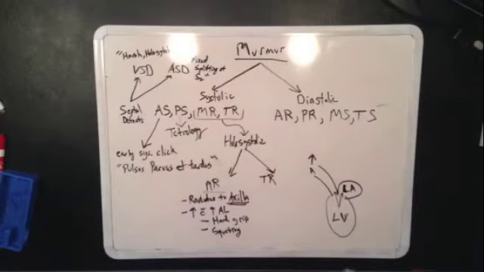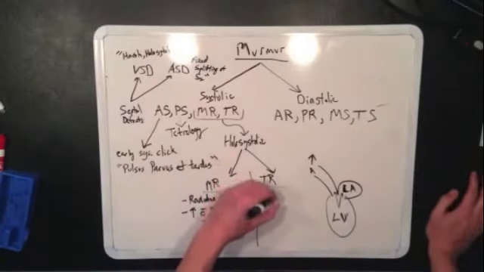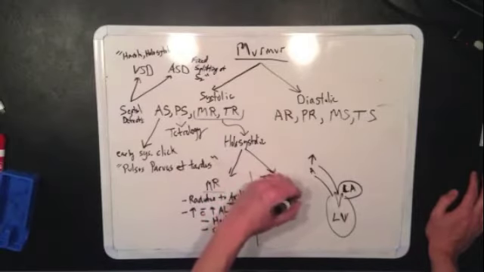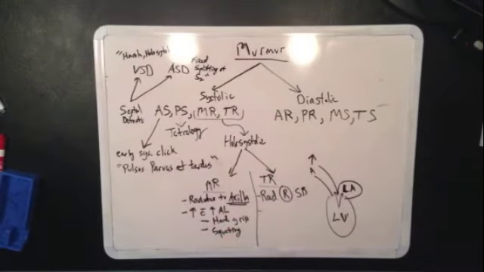Tricuspid regurge. The book says it radiates to the right sternal border. That's not going to be your question. That's kind of silly because you hear it loudest at the left sternal border. Radiates to the right sternal border, I don't know, that's kind of not testable.